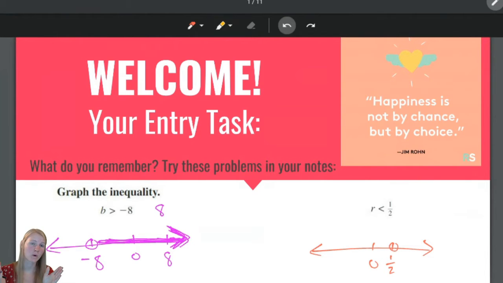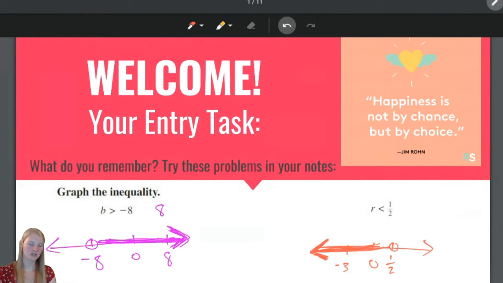Now, which way should the arrow point? What are some numbers that are less than 1/2? Well, let's see, 0 is less than 1/2, -3 is less than 1/2, any negative number is less than a positive number, so our arrow is going to point towards all of the negative numbers, like -3. It's going to point this way.